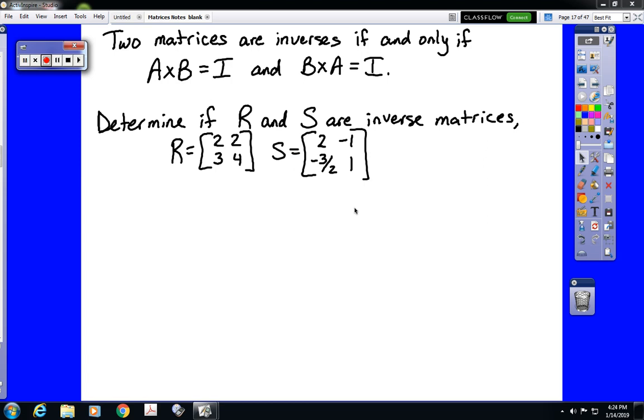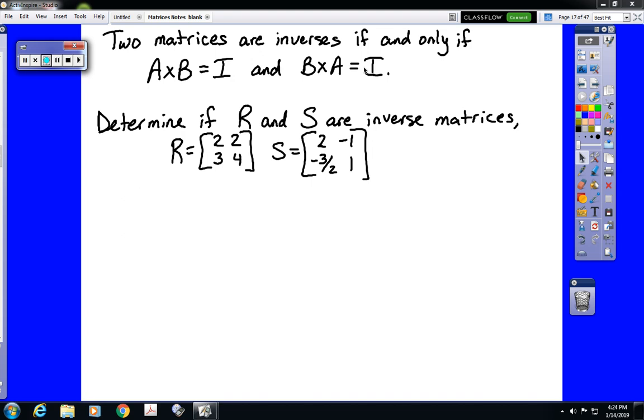Okay, this is part 2 of the video for the section entitled The Identity and Inverse Matrices. We are looking at these two matrices, R and S, and we're being asked the question, are these two matrices inverse matrices? Well, in order for two matrices to be inverses, A times B has to equal the identity matrix, and B times A equals the identity matrix.